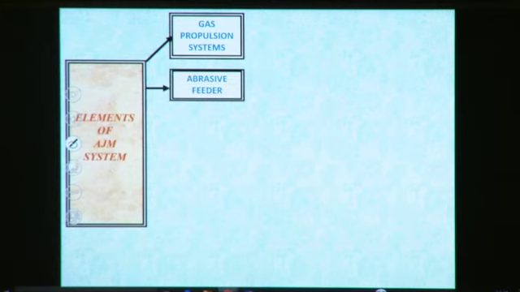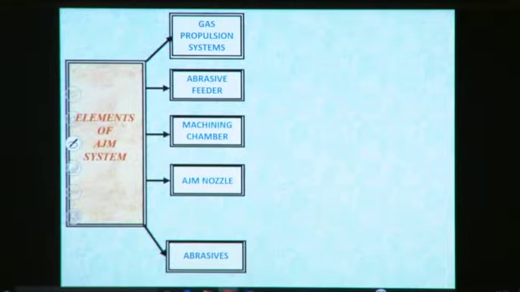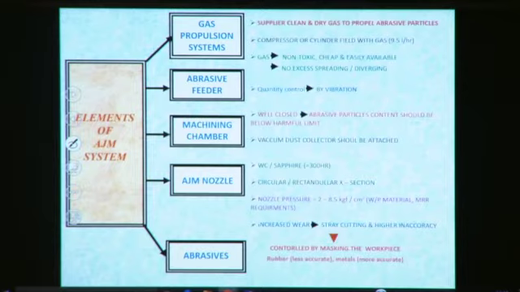So what are the different elements of abrasive jet machining? The first is the gas propulsion system, the second is the abrasive feeder system, the third is the machining chamber, the fourth is the abrasive nozzle, and the fifth component of the abrasive jet machining process is the abrasives. These are the different components.